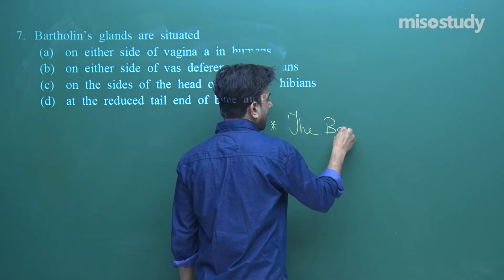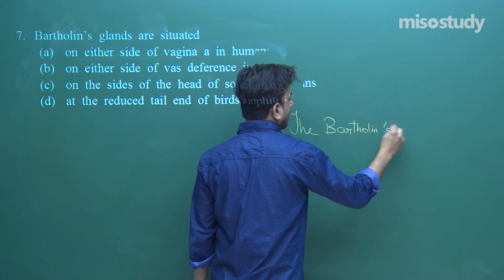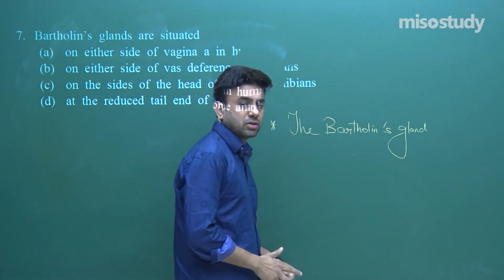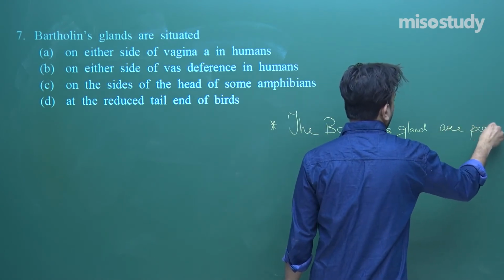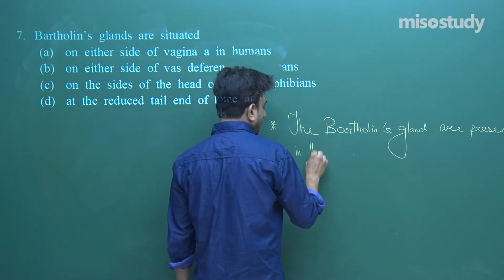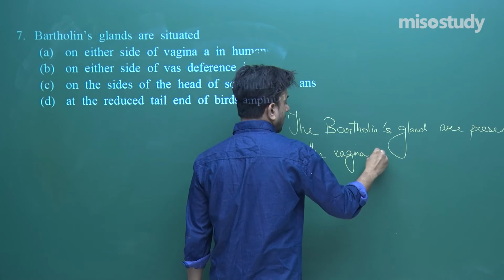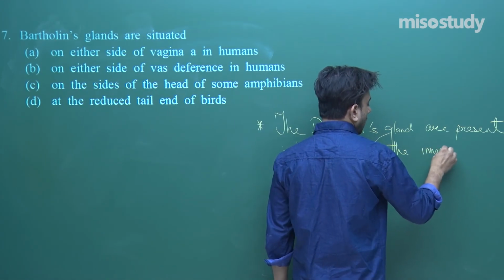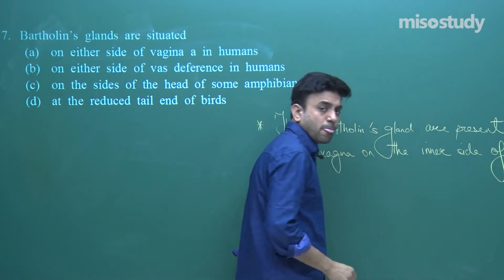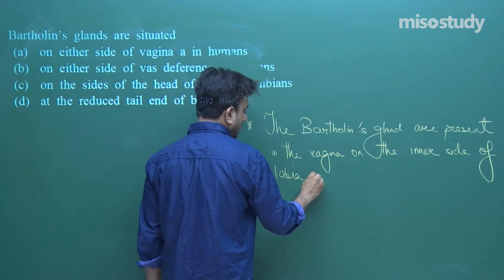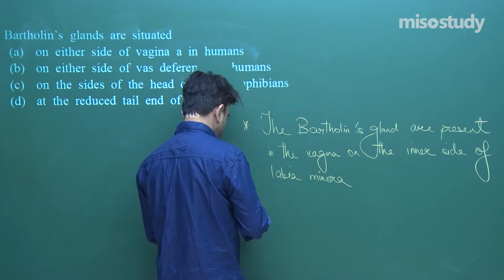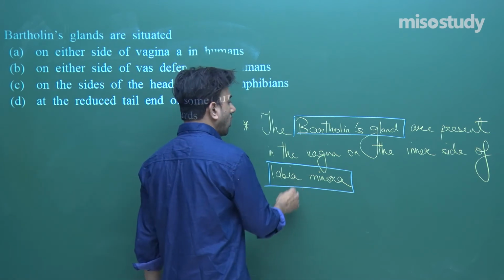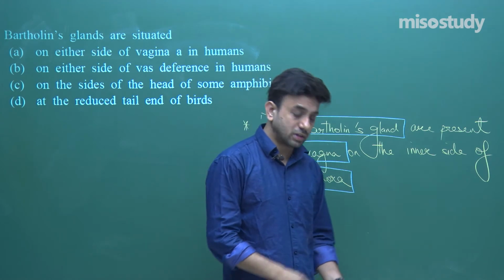So, the Bartholin glands are present in the vagina, on the inner side of the labia minora. They are responsible for the secretion of mucus.